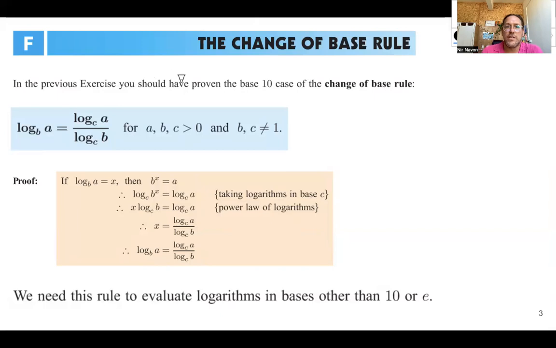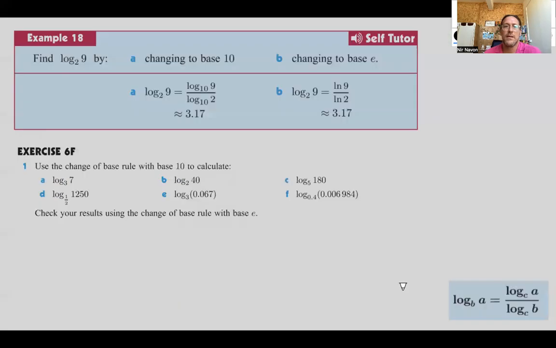In the previous exercise, you should have proven the base 10 case of the chain rule that we just saw in the previous video. So here it's log in base B of A. We can change the base from B into C by doing log in base C of A over log in base C of B. So that is the formula we'll use. Here is the proof. We need this rule to evaluate logarithms in bases other than 10 or e.